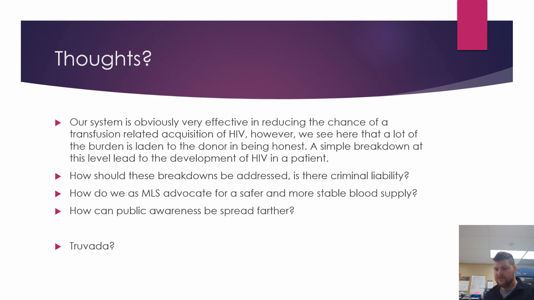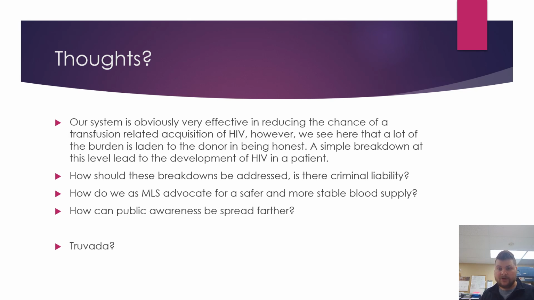I just wanted to put out some thoughts on this. Our system is obviously very effective in reducing the chance of transfusion-related HIV, 1 in 1.5 million, 1 in 1.8 million. But we're seeing that a lot of the burden is laden on the donor being honest. A simple breakdown at this level led to the development of HIV in our patient. How should these breakdowns be addressed?